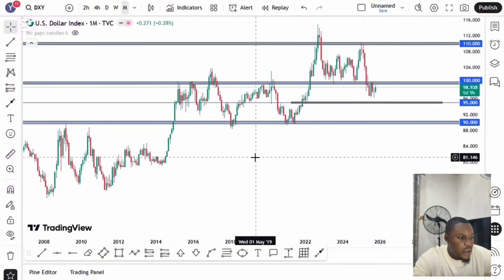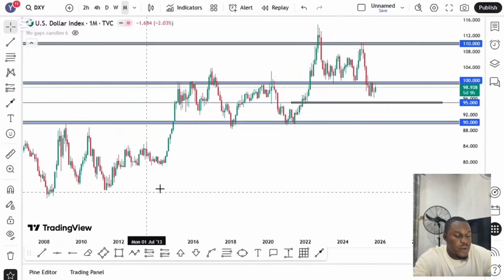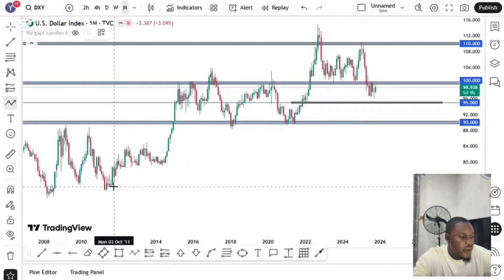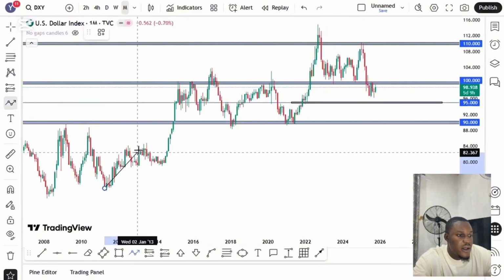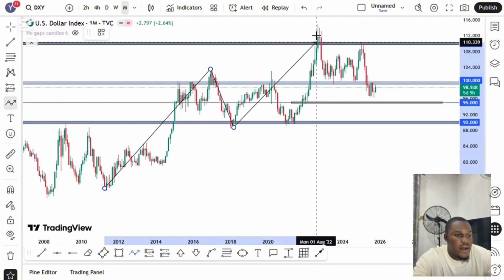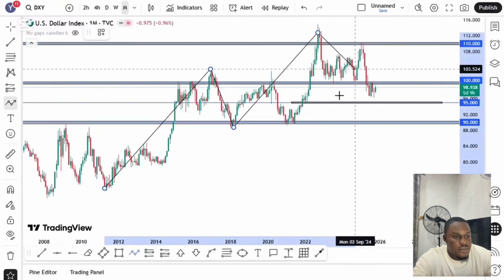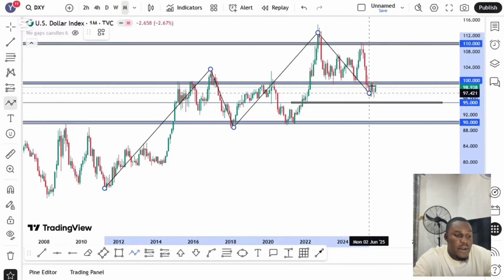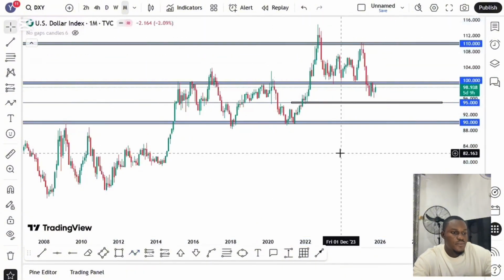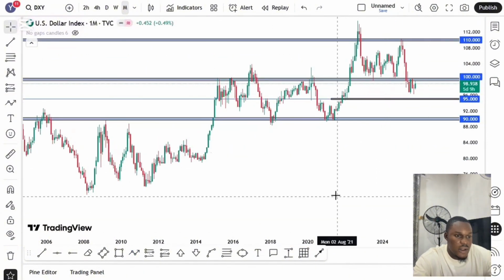So the dollar index, we have been on an uptrend for a very long time. We have a high, we have a higher low, we have a higher high. And we are currently making a higher low, maybe to give a higher high, I don't know.